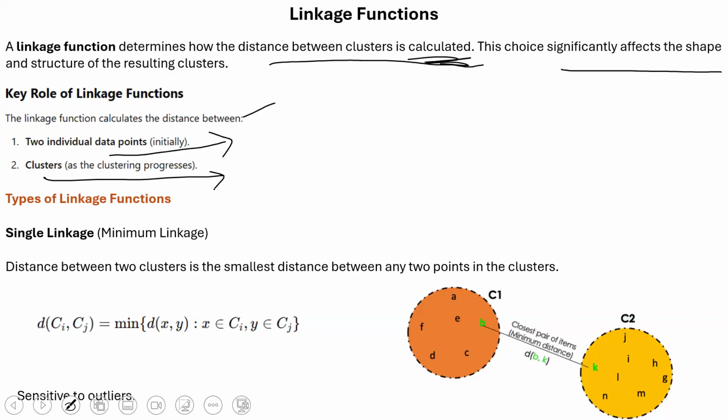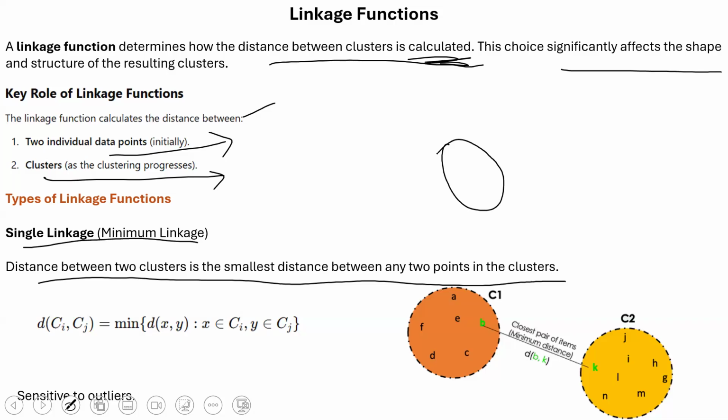The linkage functions are used to calculate the distance between the clusters. What are the different types of linkage functions? The first one is single linkage, or minimal linkage. In this case, the distance between the two clusters is the smallest distance between any 2 points in the clusters. Let's take this example again.